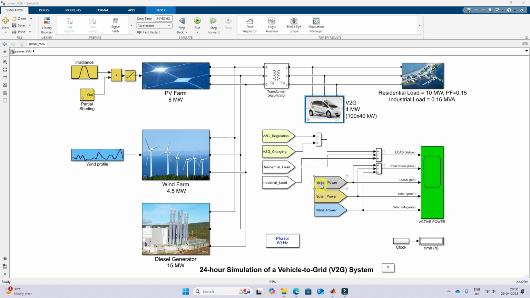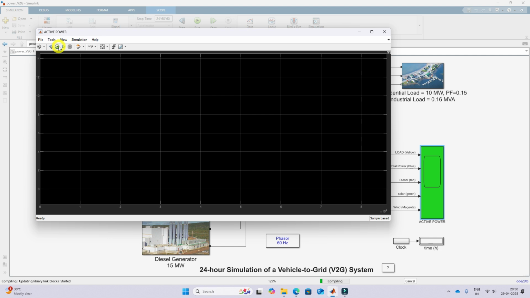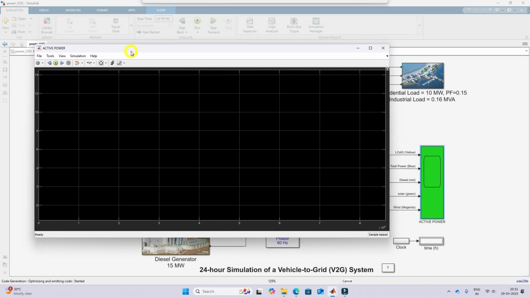And here we are measuring the diesel power, solar power and wind power. So here you can see the full detail, all power detail, load, diesel, solar and wind. So I am simulating this model.